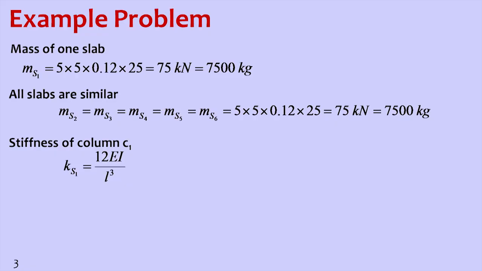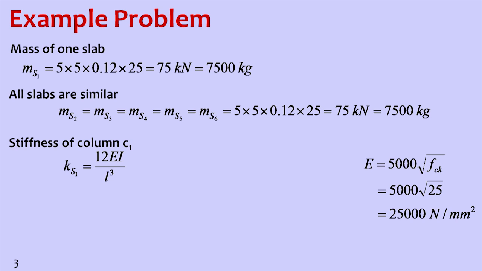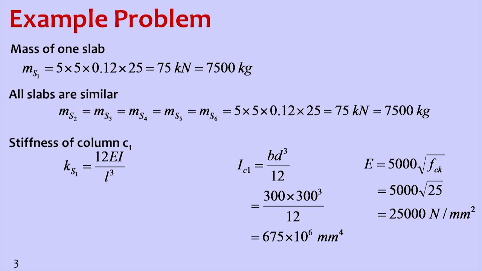So, KS1 for the first column is 12 EI by L cube, where E is calculated as 5000 root fck, where fck is the grade of concrete. 5000 root 25 is around 25,000 Newton per mm square, where 25 is in Newton per mm square. So, E is calculated, which is nothing but the modulus of elasticity, and then I is the moment of inertia, because we have two kinds of columns, C1 and C2. For the C1 column, I is b d cube by 12, and C1 is of size 300 by 300 mm.